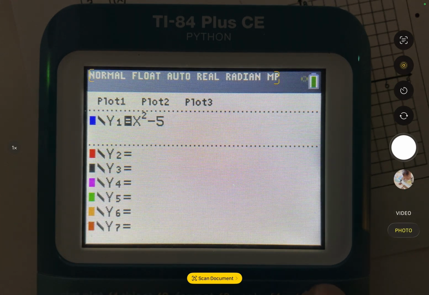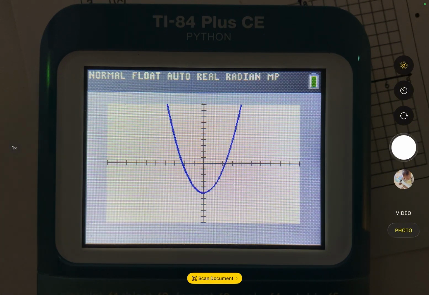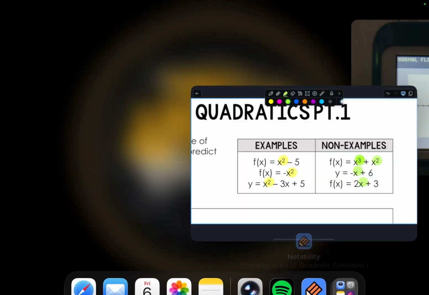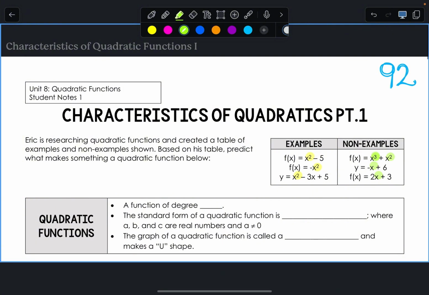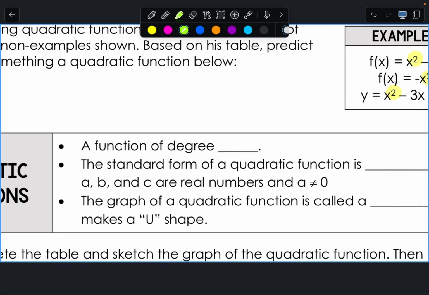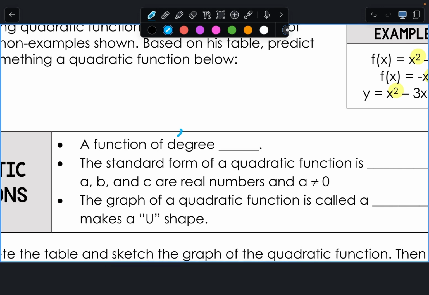I bet. So when I hit graph, that's what it looks like. All of your quadratic functions are going to have that U shape. And that U shape has a special name, which we'll go over in a little bit. So quadratic functions are functions with a degree of 2. Degree of 2 meaning your exponent is 2. We talked about that word degree with another lesson.